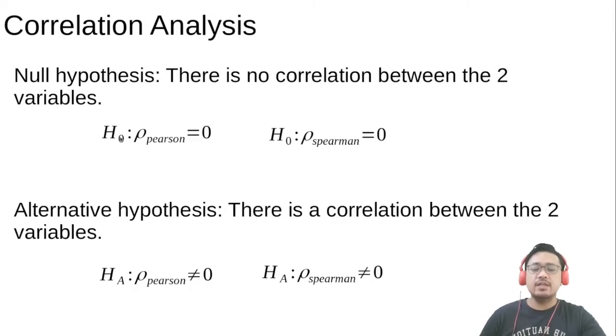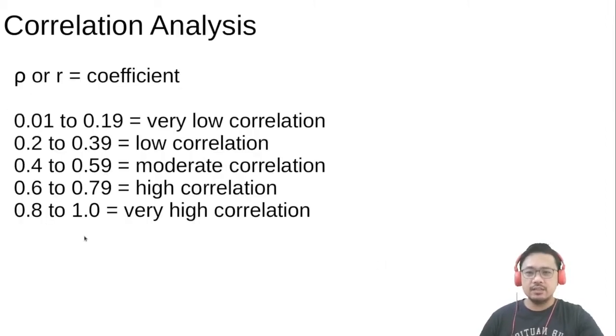The alternative hypothesis will be there is a correlation between the two variables. H sub a: rho sub Pearson not equal to 0. H sub a: rho sub Spearman not equal to 0. If it is not equal to 0, it means that the value can fall at any of the following ranges. But if it is 0, it means there is no correlation.